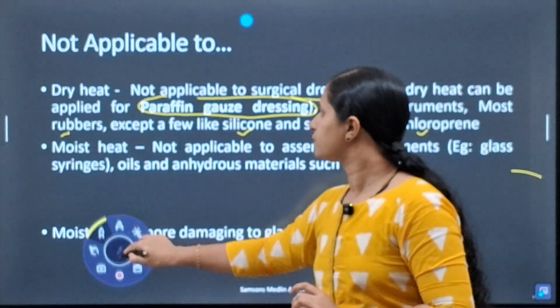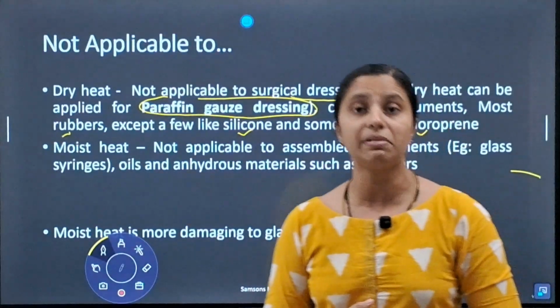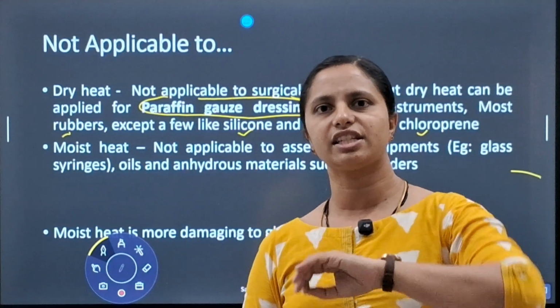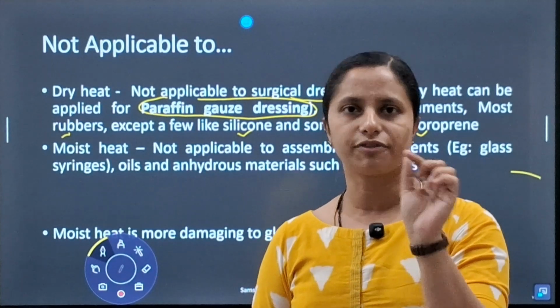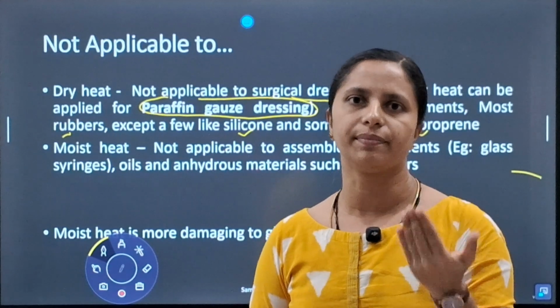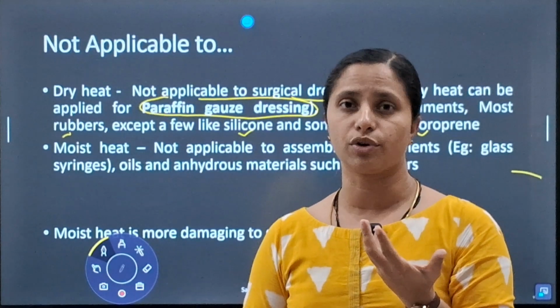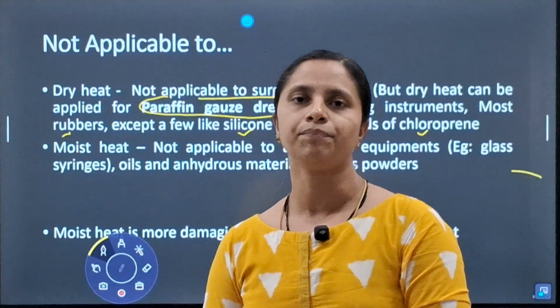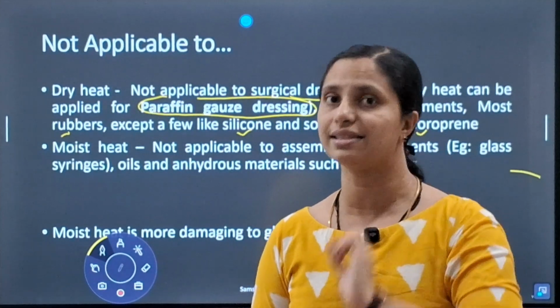Then coming to moist heat sterilization, it is not applicable to assembled equipment like glass syringes. Why? In moist heat sterilization, moisture has to penetrate every area of the equipment to make sterilization efficient. But this may not occur. Moisture cannot penetrate to every nook and corner of an assembled equipment. So it is not successful in the case of assembled equipments like glass syringes.